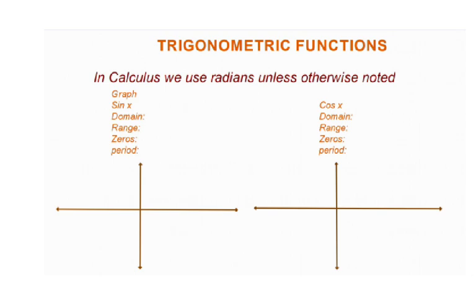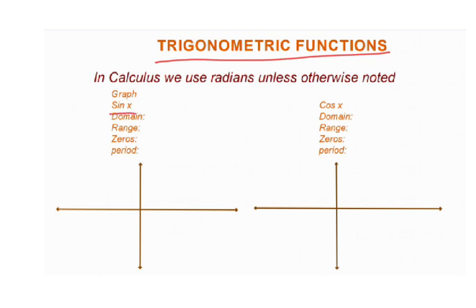The next family of functions we're looking at are the trigonometric functions. So your sine, your cosine, tangent, we're going to look at those. And you also have secant, cosecant, cotangent. And so the first one we're going to look at is sine.